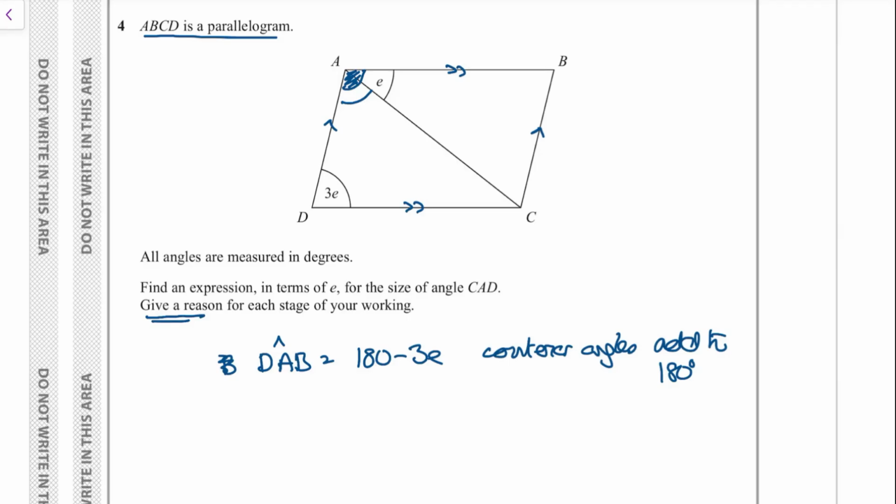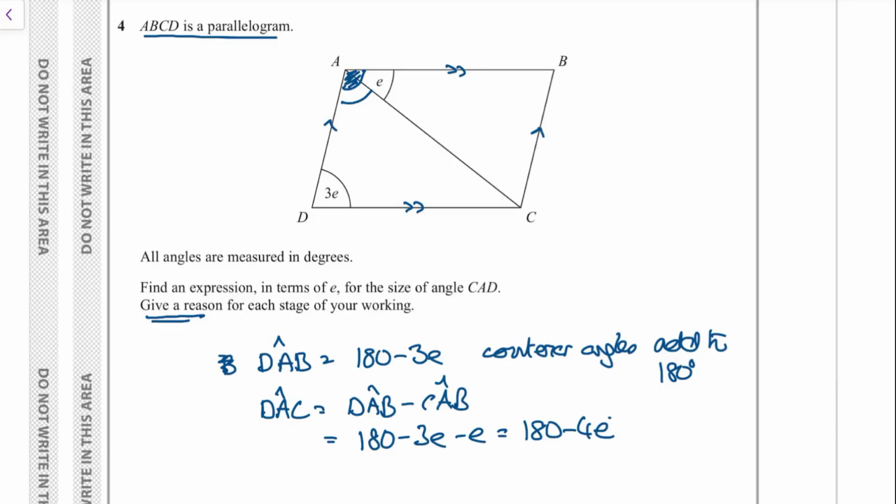Okay, so therefore DAC is equal to angle DAB minus CAB, which is equal to 180 minus 3E minus E, which is 180 minus 4E. I don't think there's anything else I can say. There's no more reasons. There's no triangles. I haven't done anything else. So I think that's okay.